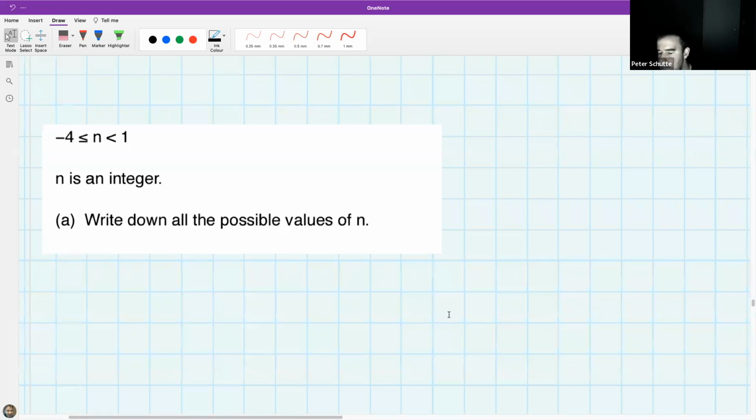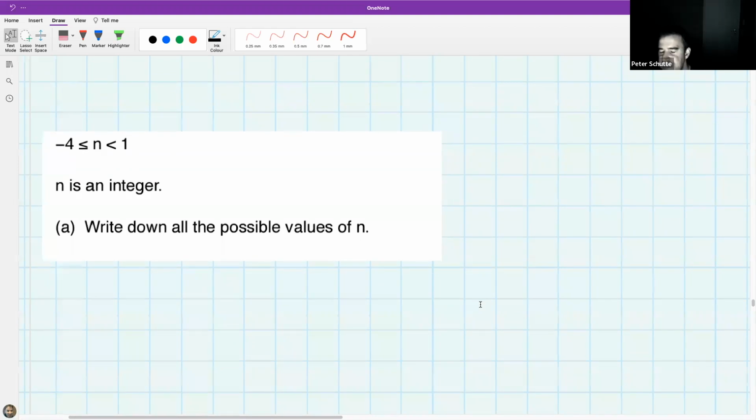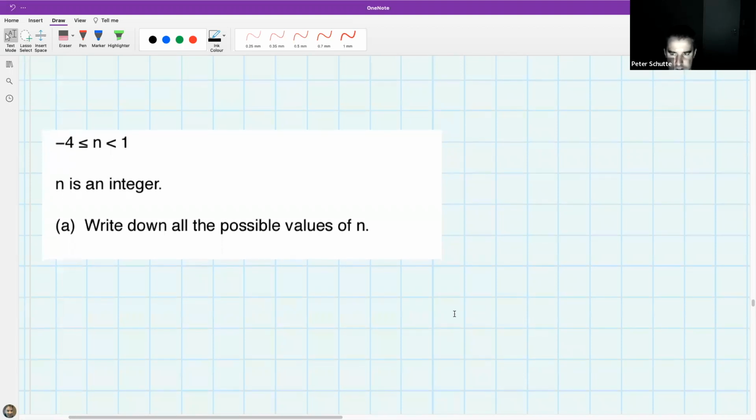Kat, it is, but then you need to make sure when you finish the question... You can think of it as an equation in your head, but you should still be writing inequalities as you go. All right, let's try and do this together.